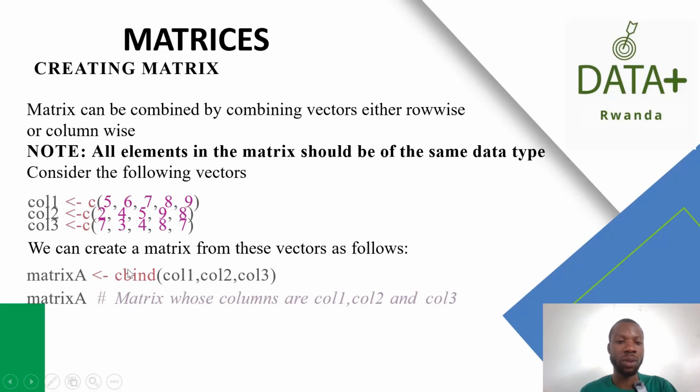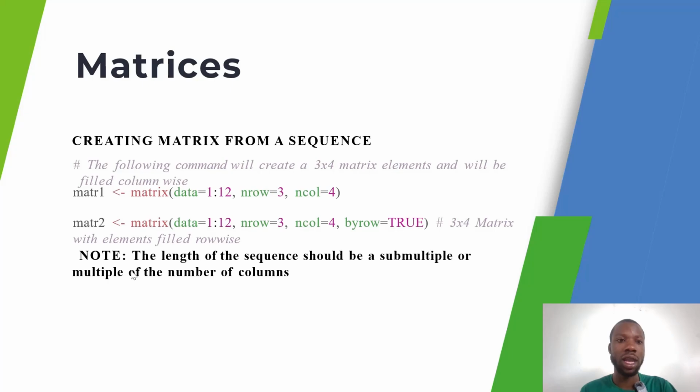If we use cbind, we are trying to combine the matrices by using the column bind. And of course, you can create matrices by using the other bind, rbind, the row bind. We are going to see the difference between them in an example.